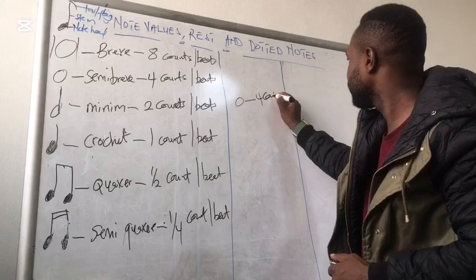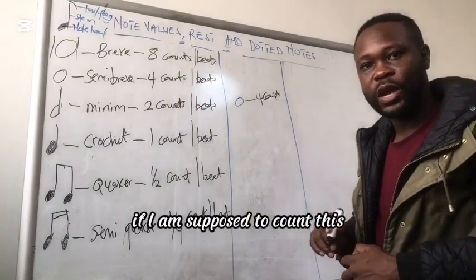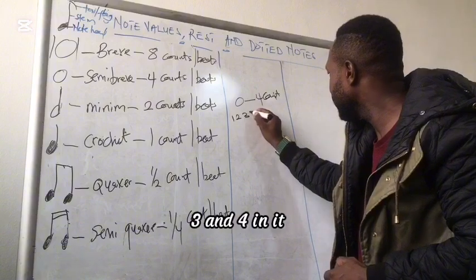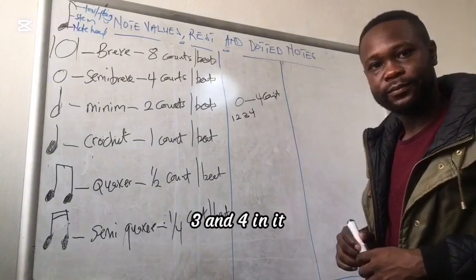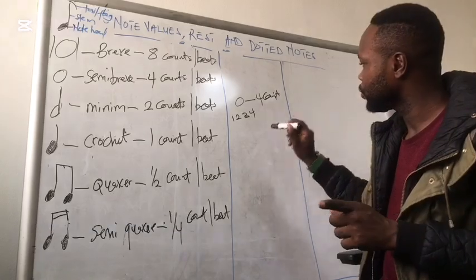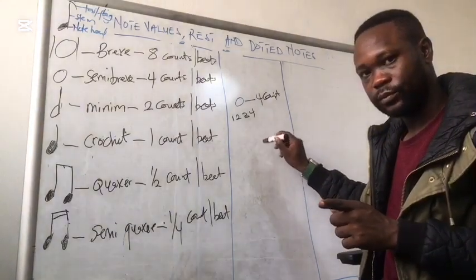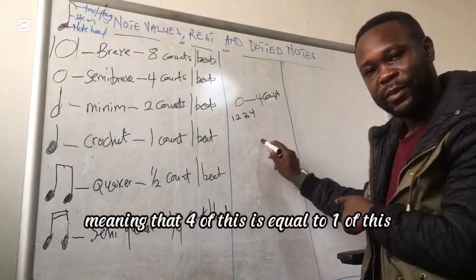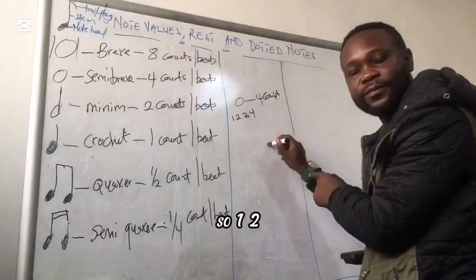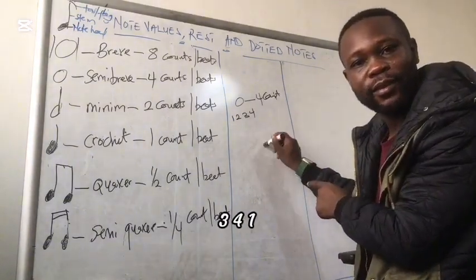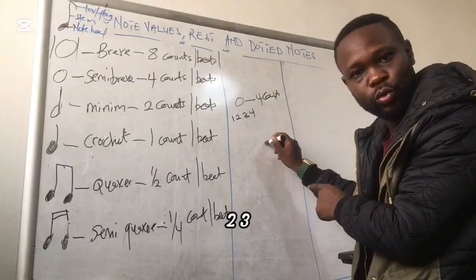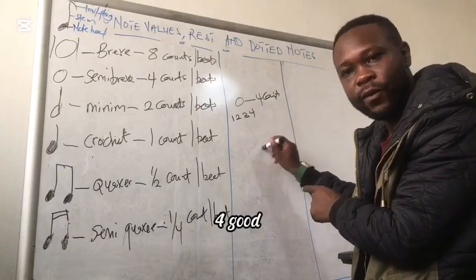it has 4 counts, right? If I am supposed to count this, I'll have 1, 2, 3, and 4 in it, depending on what my pulse is. So if this is my pulse, it means that 4 of this is equal to 1 of this. So 1, 2, 3, 4. Good.